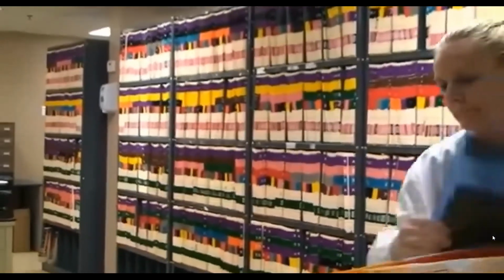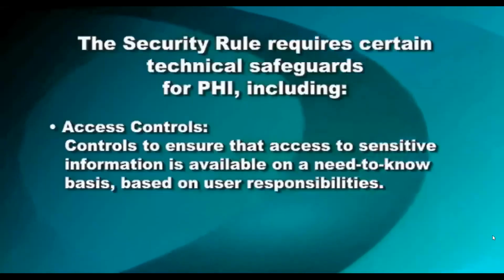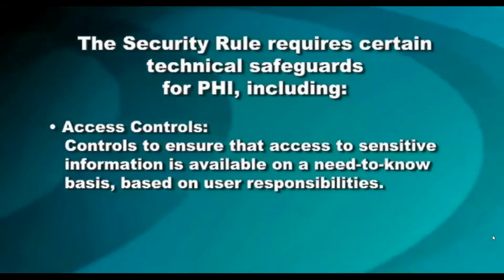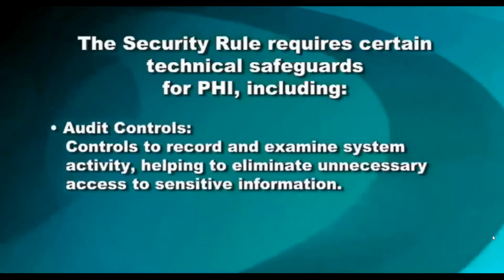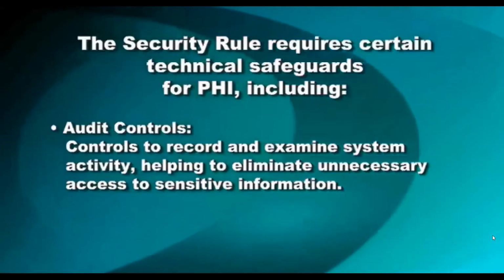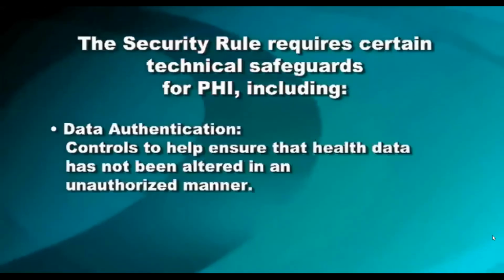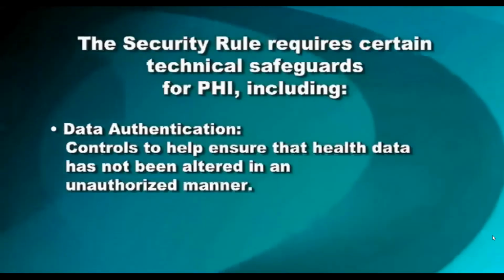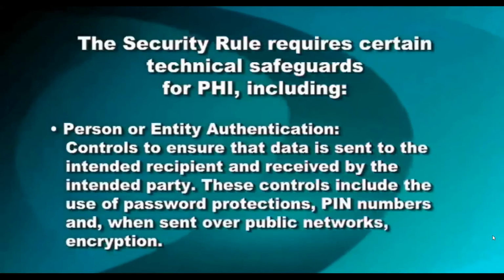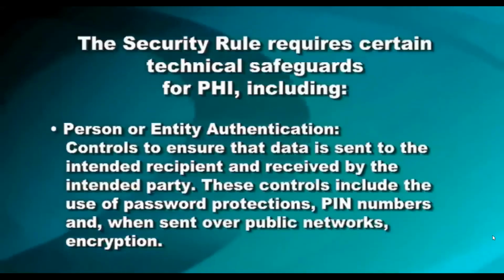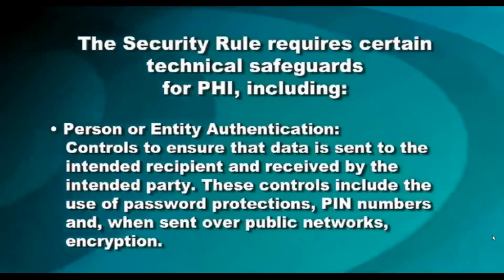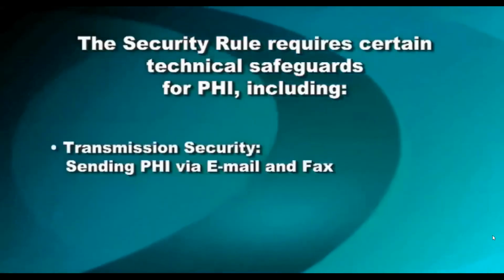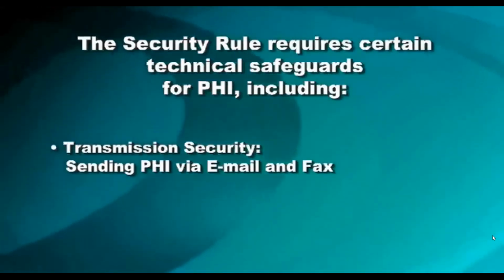Finally, the security rule requires certain technical safeguards for PHI, including access controls: controls to ensure that access to sensitive information is available on a need-to-know basis, based on user responsibilities. Audit controls: controls to record and examine system activity, helping eliminate unnecessary access to sensitive information. Data authentication: controls to help ensure that health data has not been altered in an unauthorized manner. Person or entity authentication: controls to ensure that data is sent to the intended recipient and received by the intended party. These controls include the use of password protections, PIN numbers, and, when sent over public networks, encryption and transmission security.